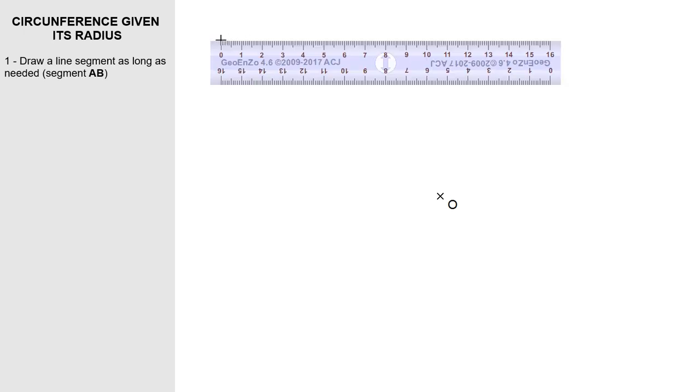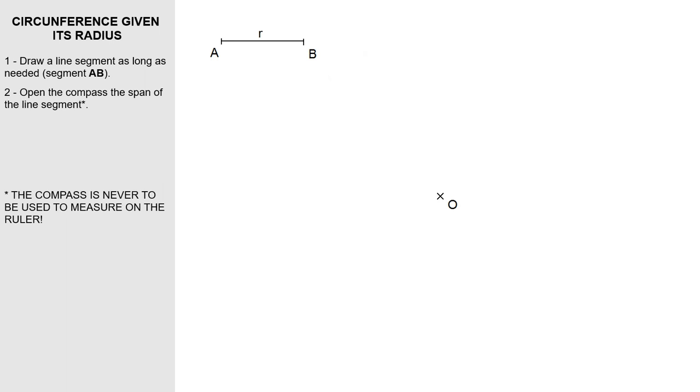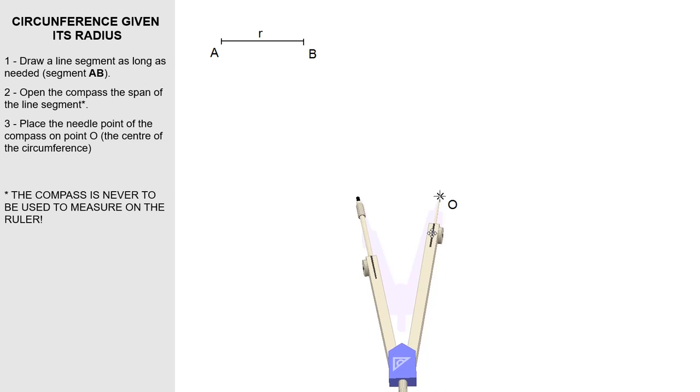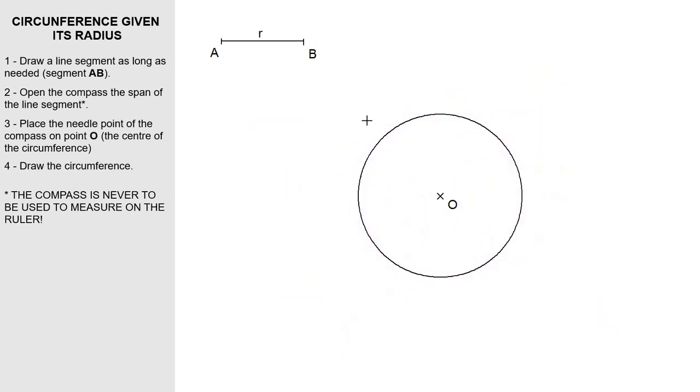Let us suppose that for the first exercise we want to draw a circumference whose center is point O and whose radius is 4 cm long. The first step we have to take is to draw a line segment 4 cm long on our paper, which is the length of the radius required, this line segment AB. Now we take the length of the radius with the compass and, placing its needle point on the point that is going to be the center of the circumference, this point O, we can draw the circumference.